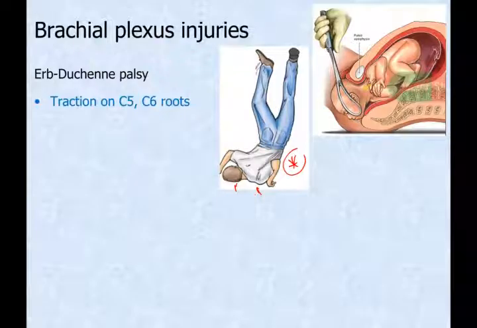Then the same thing can happen during delivery. In this case, there must have been a delay in delivery, so the doctor tries to pull the head out. If the shoulders are stuck inside, when the baby's head is pulled out, the same thing can happen to this child. You can even get bilateral upper nerve root damage, C5 and C6, not only on one side but on both sides. Now in this case, at least it's one side. So you can get bilateral Erb Duchenne palsy, which is a very serious condition.